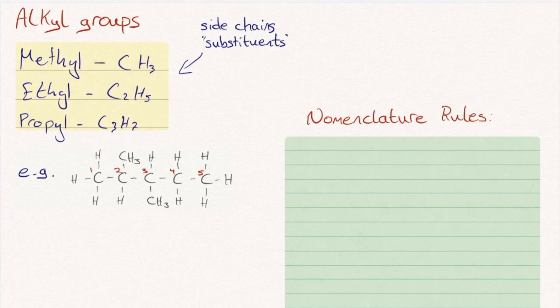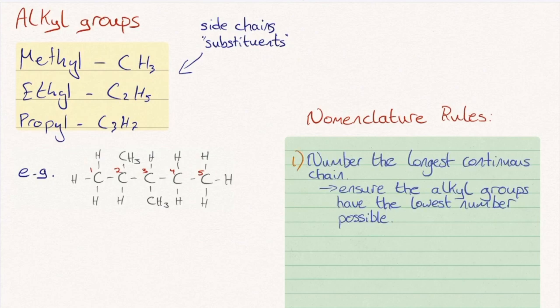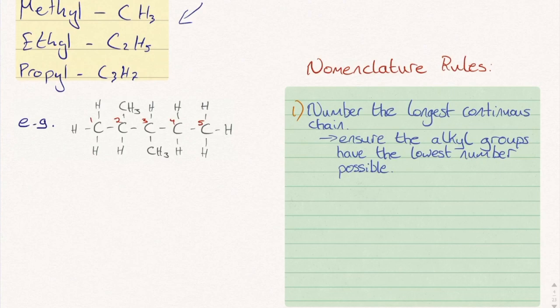Let's look at an example. You are asked to name this compound. We must follow the nomenclature rules. Step 1. Number the longest continuous chain of carbons, while ensuring the alkyl groups get the lowest number possible. If we count from left to right, the methyl groups would be numbered 2 and 3. Or, if you count from right to left, the methyl groups would be 3 and 4. Therefore, we count left to right.